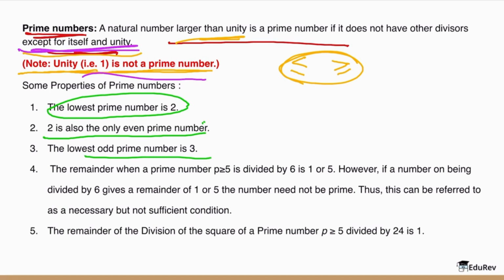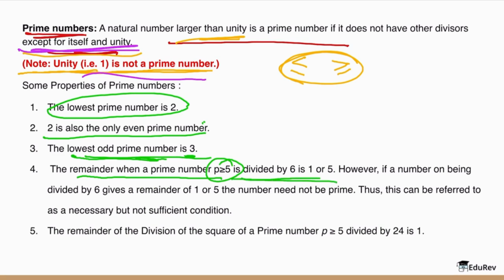Basically what they are saying is the lowest odd prime number is 3, because any multiple of 3 will have 3 as a factor. All the prime numbers which are odd, other than 2, since 2 is the only even prime number, are odd, and the smallest out of them is 3. Then the remainder, when any prime number greater than 5 is divided by 6, is 1 or 5.